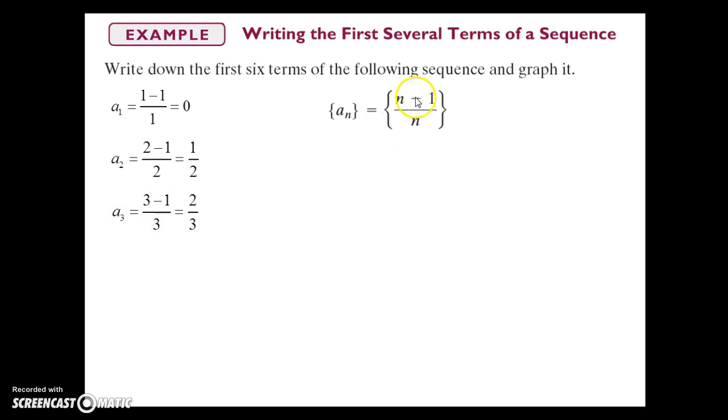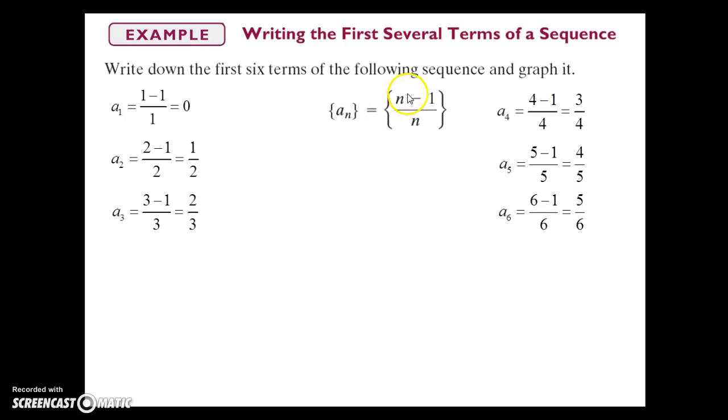3 minus 1, plug in 3 here and 3 here. 3 minus 1 is 2, over 3 is 2/3. Here's our fourth. 4 minus 1 over 4. Notice we'll plug in 4 there. We're going to plug in 5 here, and that's 4/5. 5 minus 1 over 5. And finally, 6 minus 1 over 6. So we plugged in 1, all positive integers, right? 1, 2, 3, 4, 5, 6. We've got the first six terms of this sequence of numbers.